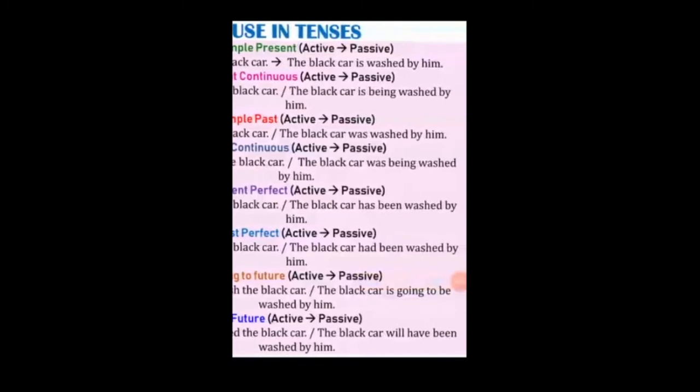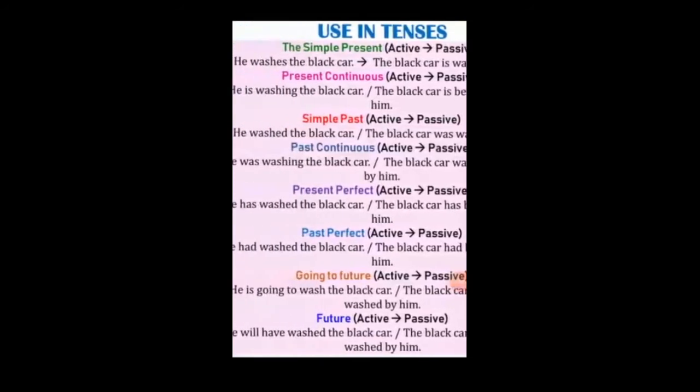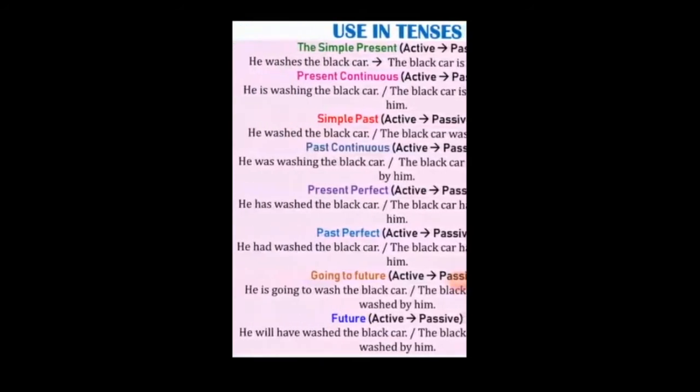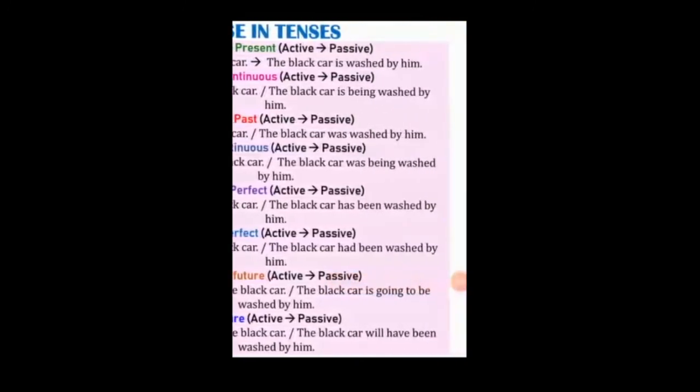Now we are going to convert into passive. The black car is washed by him. Okay, interchange subject to object, object to subject. And what auxiliary verb are we going to use in simple present tense? We are going to use is. So we have used is with the black car, and the third form of the verb is always used to convert active voice into passive voice, and by is also added to it.